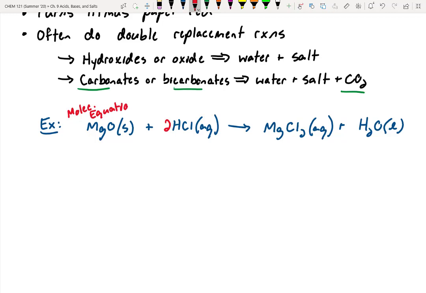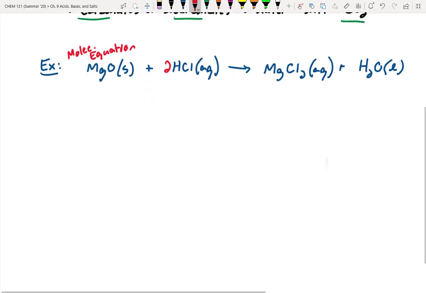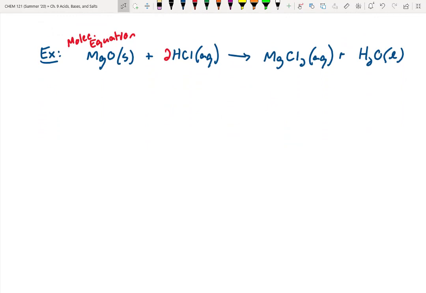This is what we're pretty familiar with seeing throughout the term. However, we can break this down even further, and what we can do is show the total ionic equation. The whole idea with the total ionic equation is you break everything up into ions that can be broken up into ions.